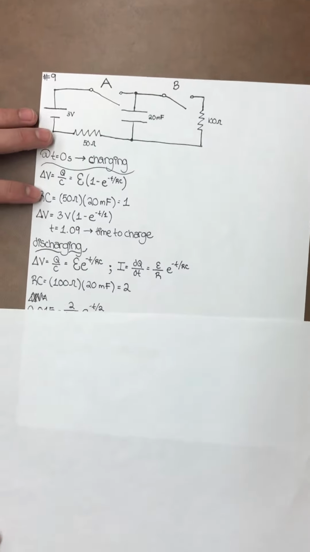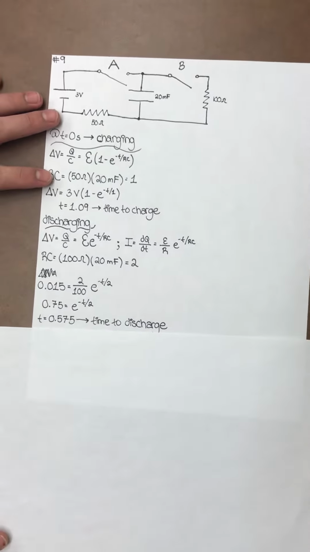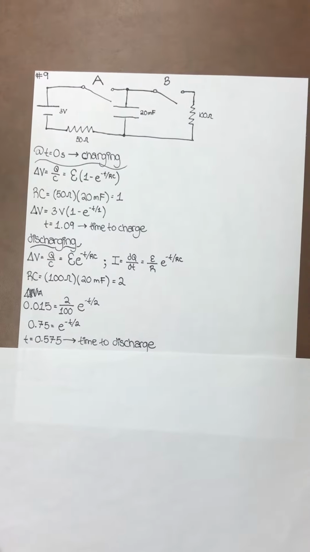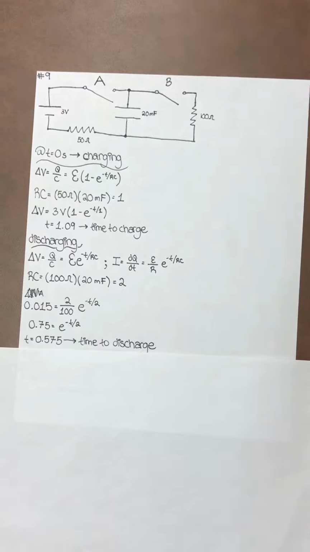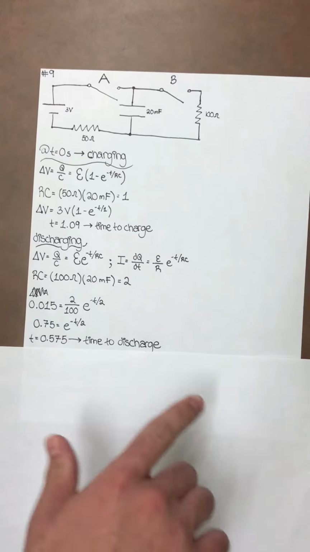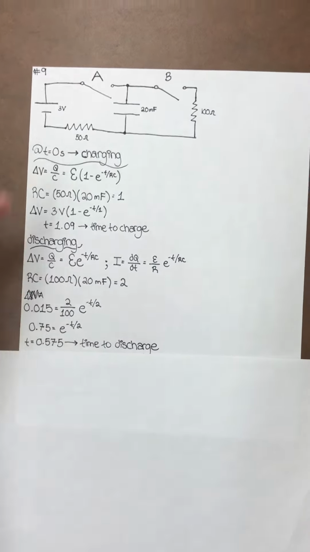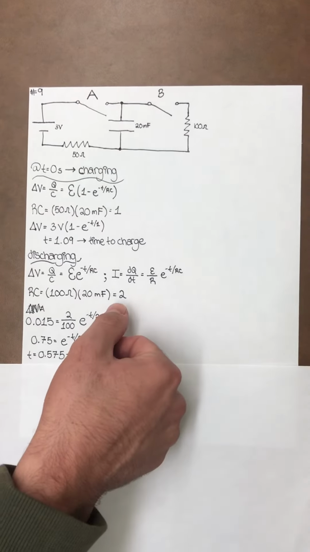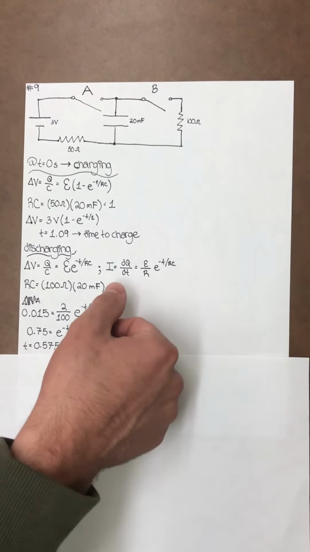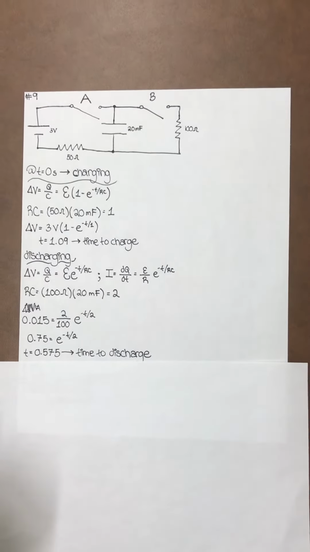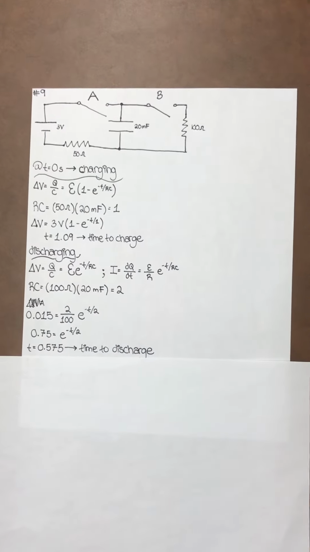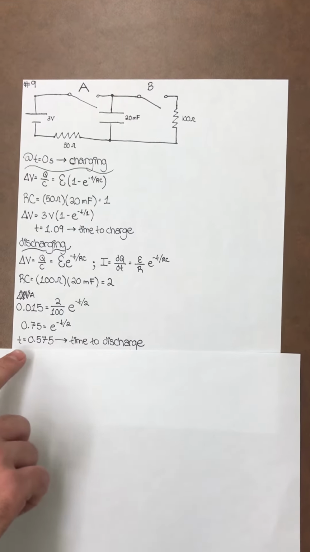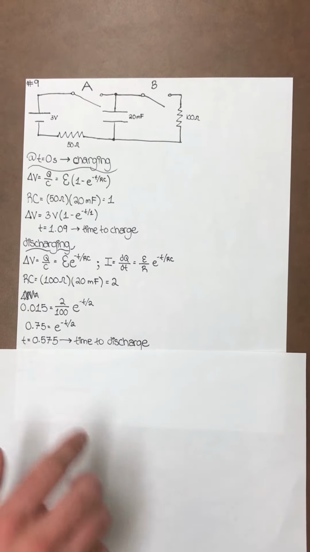Then we want to find how long it takes to discharge. Again, we use delta V equals V max e to the negative t over RC. We can find RC by using this circuit with B closed, which equals 2. And we know the current is 0.015 amps. From there we can find the time, which is 0.575 seconds.